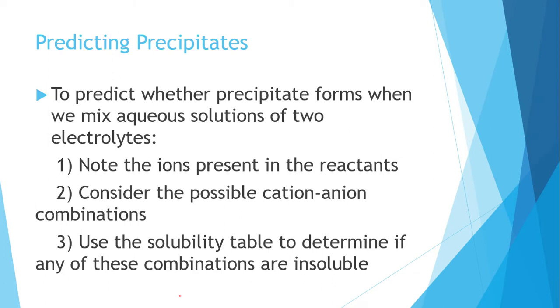Today we're going to focus on how to finish the products for a precipitation reaction and then determine if a precipitate actually forms. In order to do that, we have to follow three steps. First, we have to take note of the ions that are present in our reactants, because our reactants are going to split into their ions when they're dissolved. Then we need to figure out our cation-anion combinations. In other words, they have to switch partners. Lastly, we're going to use our solubility table to tell us whether our products are soluble or insoluble.